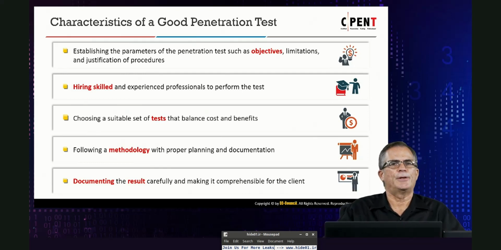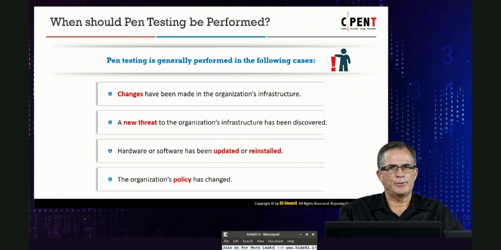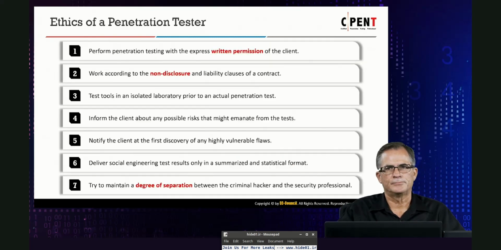And then while you're doing that, you have to do documentation. So you've got to document your results. It's critical that you document the results of what's taking place when you're doing the test, because you have to go back to those results, as I've already said, and write findings based on those results. When should it be performed? Anytime you make changes in the organization, anytime a new threat comes out, any updates or installation of hardware or software, and anytime your policy has changed. This is guidance of when it should be performed.